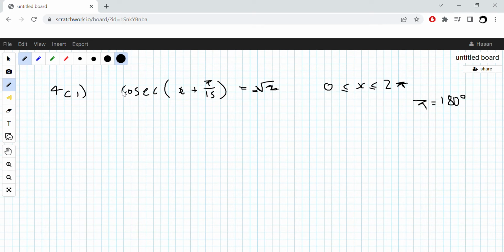First things first, with this expression we know that cosec is no good to us when we're working out angles or trying to work out what x is. We need to get it into sine, tan, or cos. Cosec relates to sine, and therefore we have 1 over sine of x plus pi over 15 equals to negative root 2. That's because cosec equals to 1 over sine.